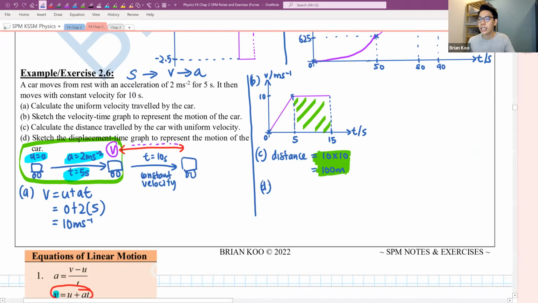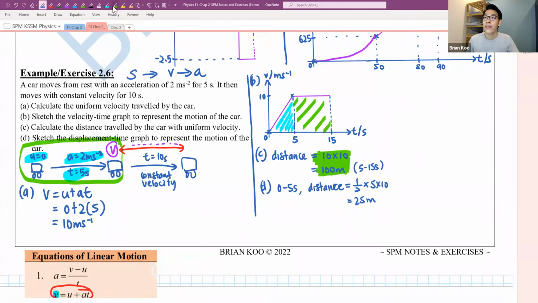Part D, sketch the displacement time graph to represent the motion of the car. So I also need to know the distance traveled in this first part, this triangle part. This, the green color part, is for 5 to 15 seconds. But for 0 to 5 seconds, the distance will be the area of a triangle, 25 meters. And that is the blue color part.